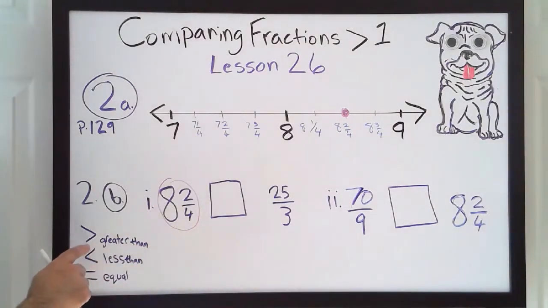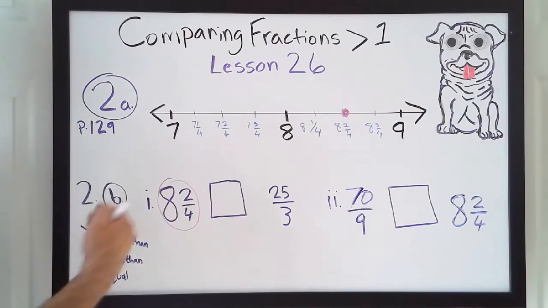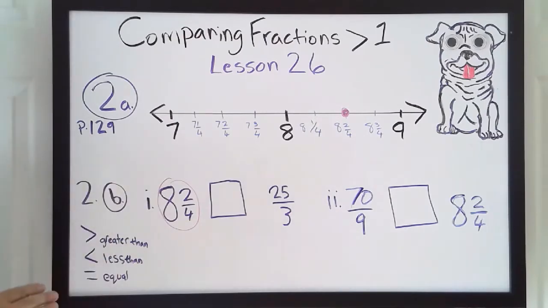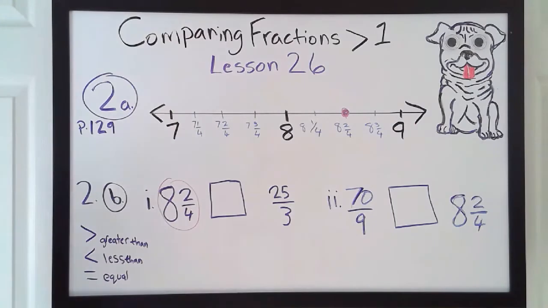So if the alligator is opening its mouth this way, it's greater than. If it's open to the left, it's greater than. If it's open to the right, it's less than. And of course, that's an equal sign. Alright, now we got to deal with this 25/3.